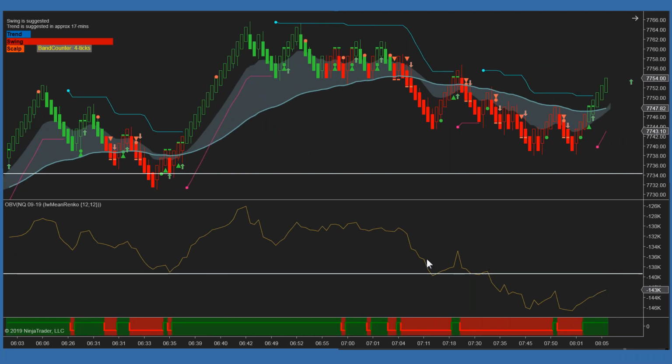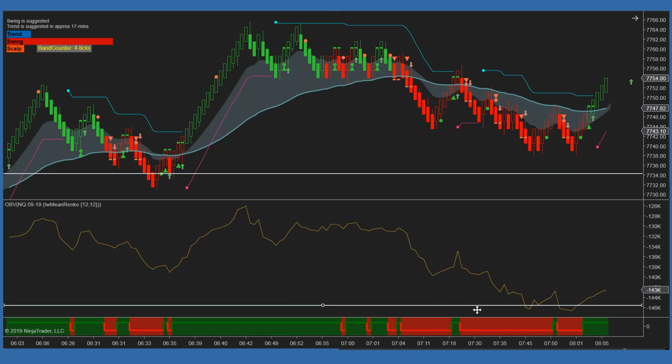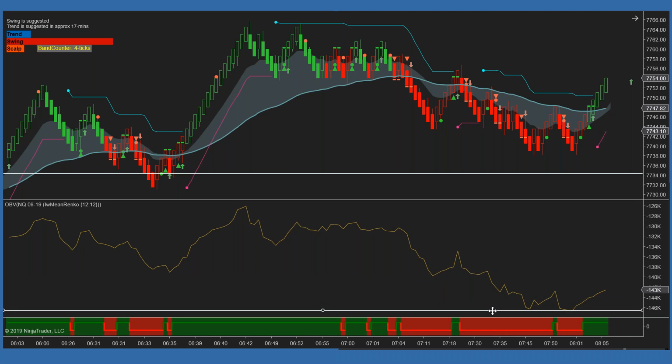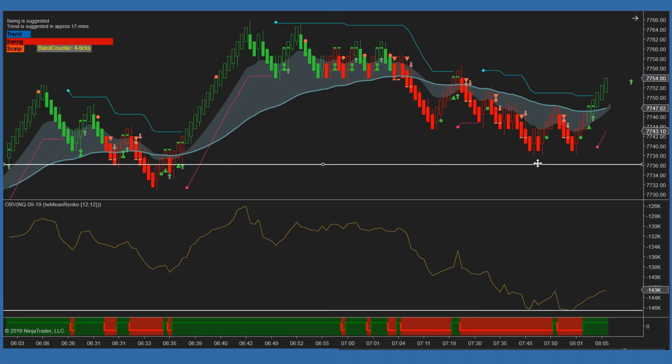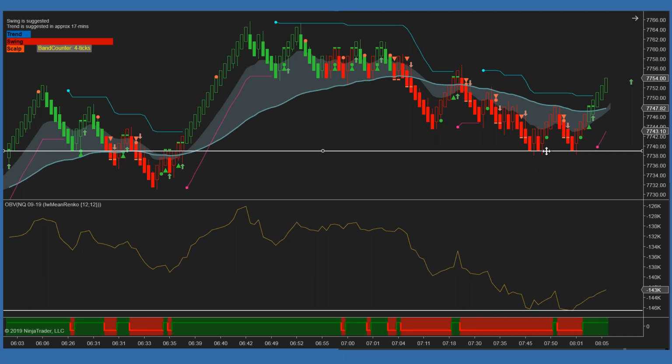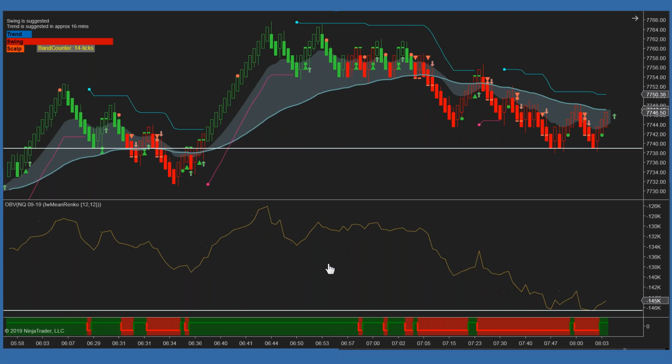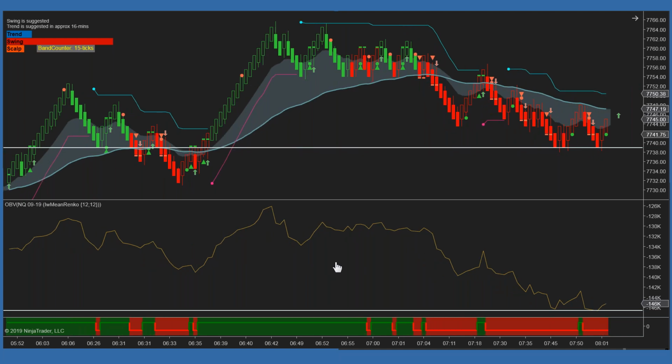Okay, so it may be that with the faster bars, we need to pay attention to the smaller moves. So we had this little valley form here that coincided with that. Prices bounced off of that. And the volume, again, a little bit ahead of the curve.